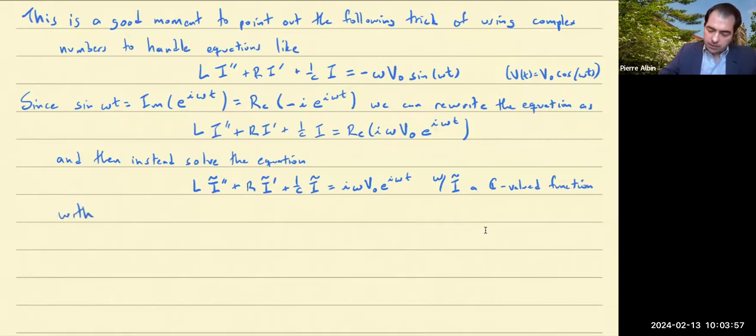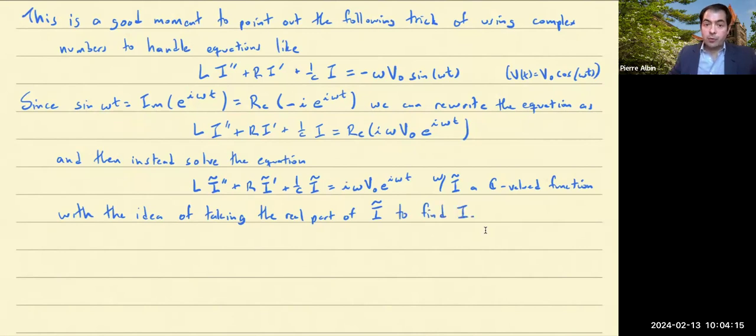Right? With the idea of taking the real part of I tilde to find I. So the idea is we're going to solve this equation where now we're working firmly within the complex numbers. And then once we've solved this equation, you take the real part of the solution and you've found a solution to this equation.